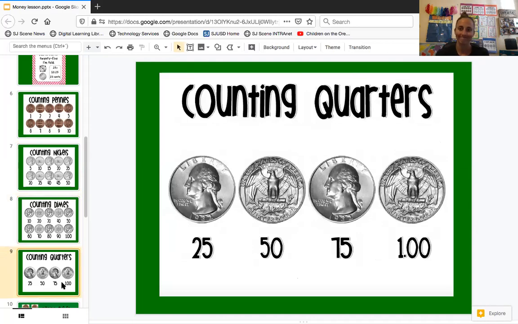Quarters. 25s. So we have to know how to count by 25s, but there's only 4 different skips. Ready? 25, 50, 75, $1. So if we had more, it'd be 25, 50, 75, $1. $1.25, $1.50, $1.75, and we'll count that on the next couple slides.